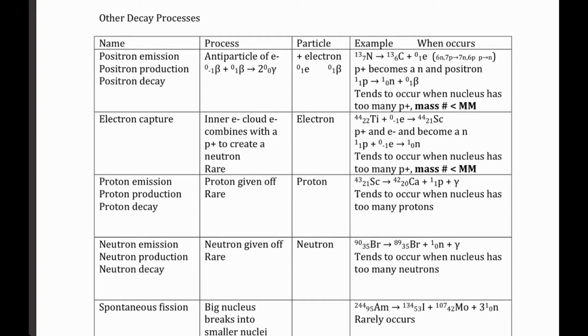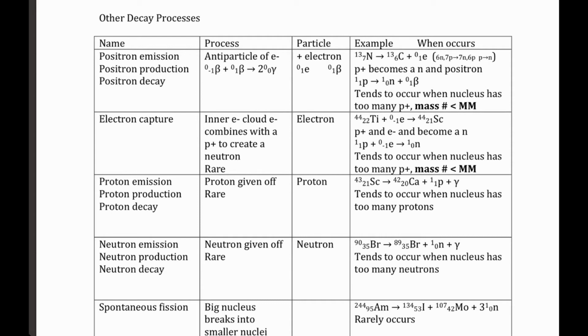Now, that is also how we go about predicting positron decay. Positron decay is much more common than electron capture. So if the mass number of the isotope is less than the molar mass of that on the periodic table, predict positron emission.